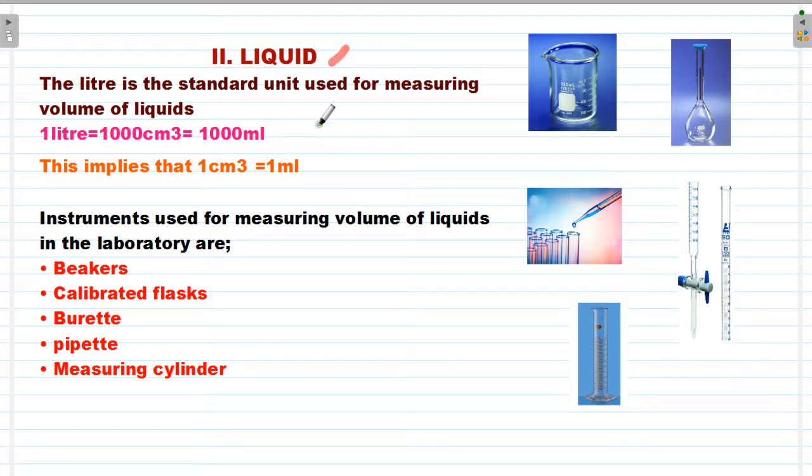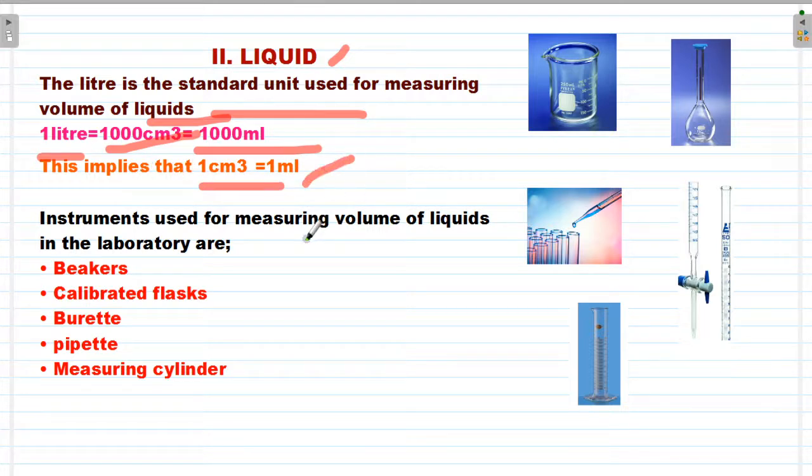The other state is liquid. The liter is the standard unit used for measuring the volume of liquid. One liter equals 1000 cubic centimeters, which equals 1000 milliliters. This implies that 1 cubic centimeter is 1 milliliter.